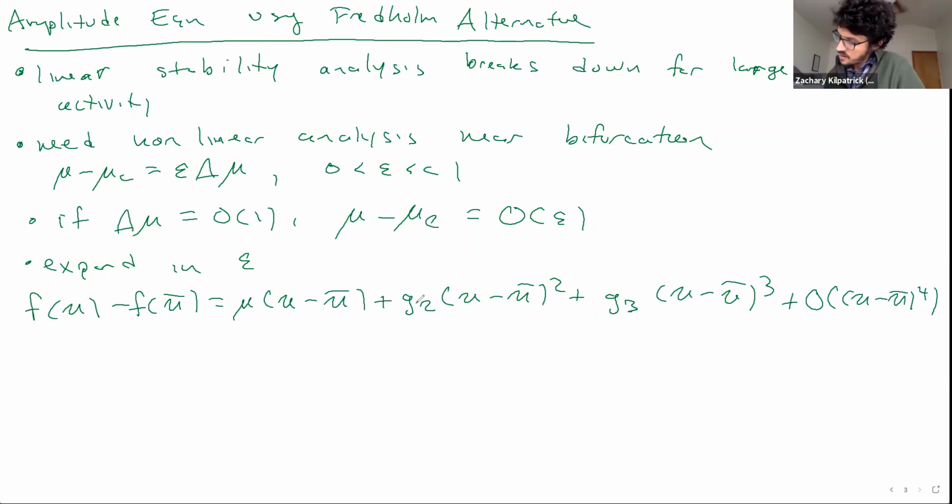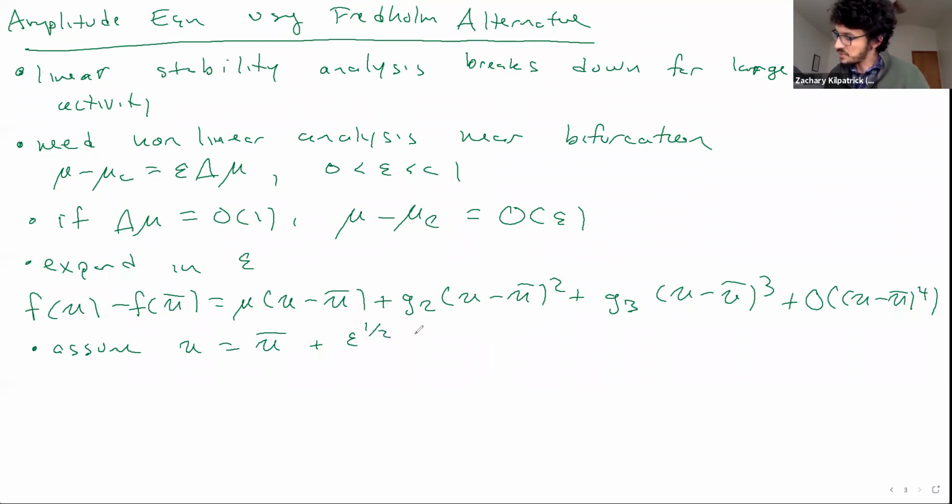And I'm not going to write these down because, for now, I don't want to muddy the waters, but essentially you can do this by plugging in an expansion and obtaining the coefficients that you get from Taylor's series. Okay. So we're going to assume that u equals u bar. But then since we're close to a bifurcation, we could pick some arbitrary epsilon scaling, okay?